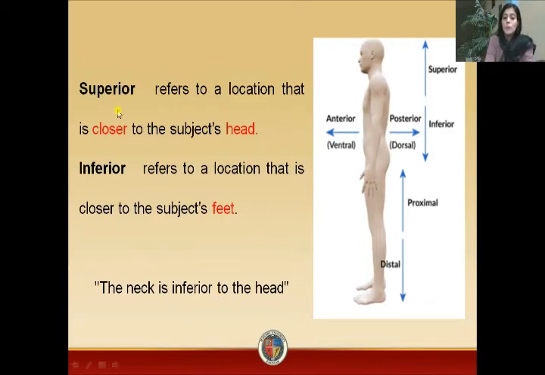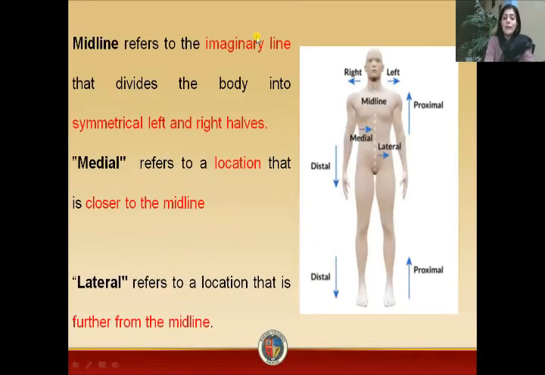Now, what is superior? That is closer to the head. Inferior, that is closer to the feet. For example, the neck is inferior to the head. Now, midline: this midline is actually the imaginary line that is dividing your body into two symmetrical halves, that is the left and the right.